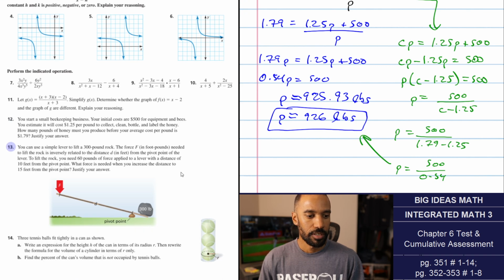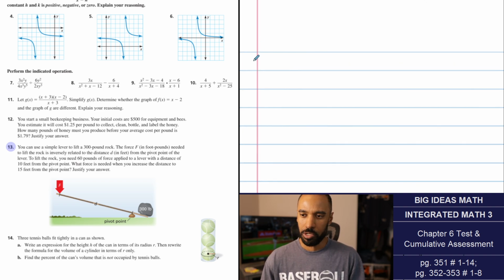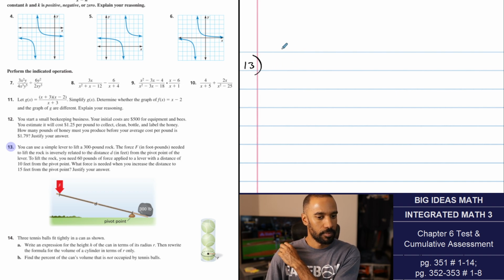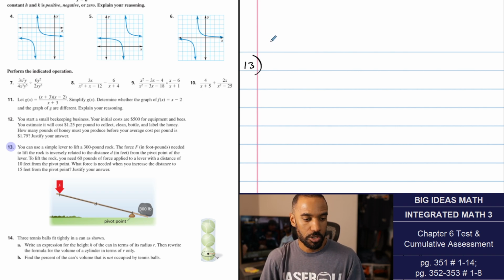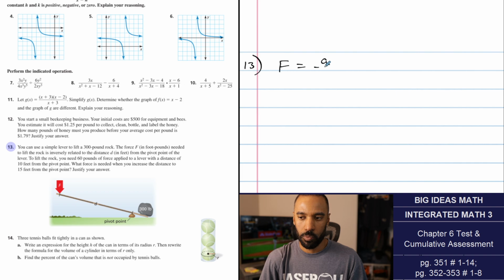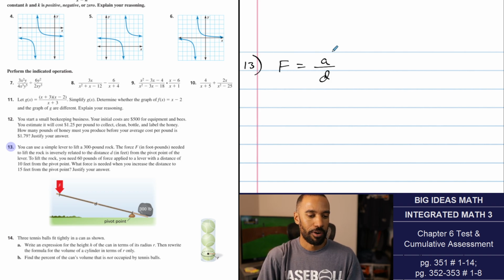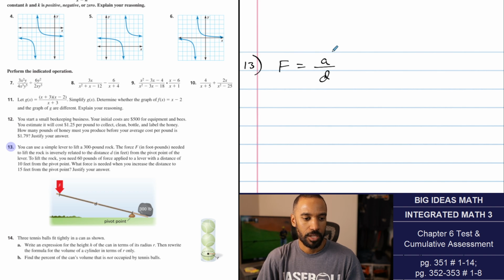You can use a simple lever to lift a 300-pound rock. The force F in foot-pounds needed to lift the rock is inversely related, okay, inverse variation word problem, to the distance d in feet from the pivot point of the lever. So F is inversely related with D, distance. That means you'll need more force the closer you are to the pivot point. You'll need less force the further away you are. And that actually makes a lot of sense if you think about how these things work.